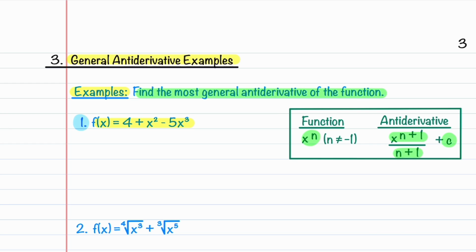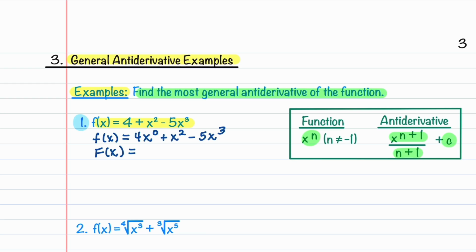In this first example, I want to begin by rewriting our function little f of x as 4x to the 0 plus x squared minus 5x cubed. That x to the 0 is going to help us learn how to find the antiderivative. If you're finding the antiderivative of a little function f of x, then that antiderivative is typically notated as capital F of x.